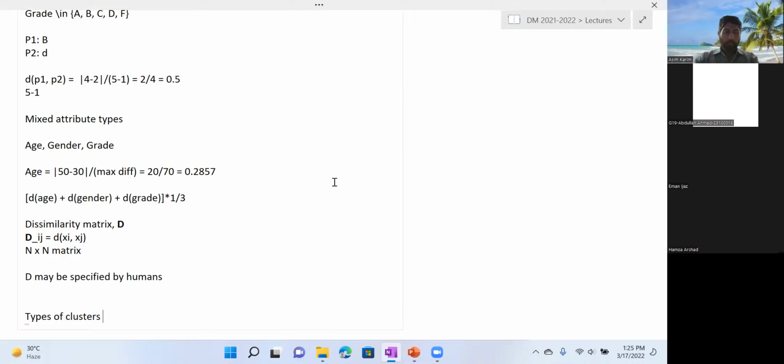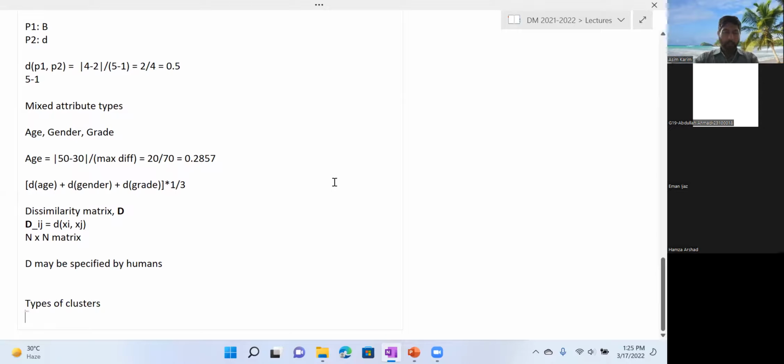Clusters can be defined in different ways. Of course, intuitively, what is a cluster? A cluster is a group of objects that are similar to each other. Okay? From an algorithmic perspective, we'll need to properly or precisely define a cluster. There are 2, 3, 4 ways of defining clusters. One of them is called prototype clusters.